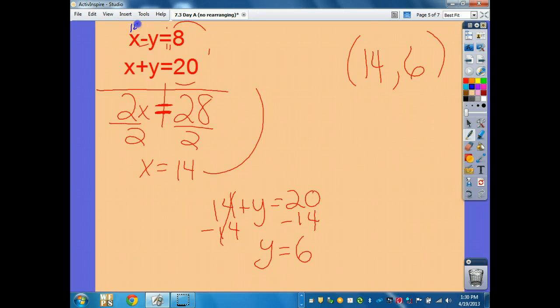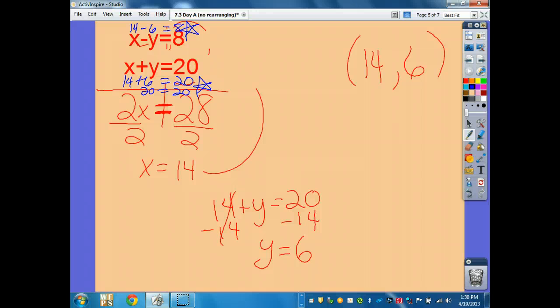Is 14 minus 6, does that equal 8? Yeah. Yep. 14 plus 6, does that equal 20? Yeah. Yes, 20 equals 20. So we know that 14 and 6 are the right answers.